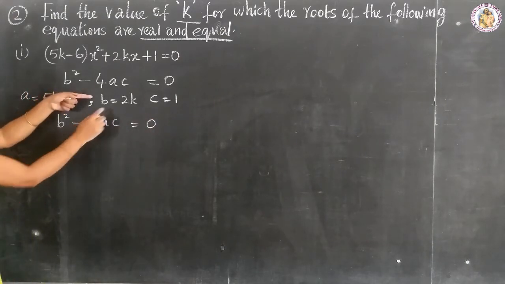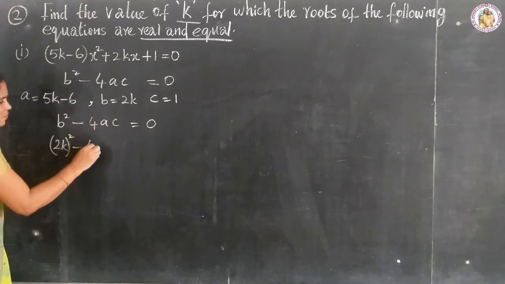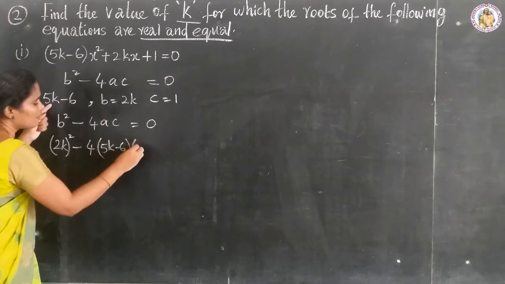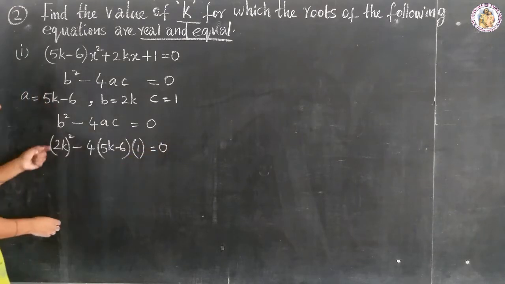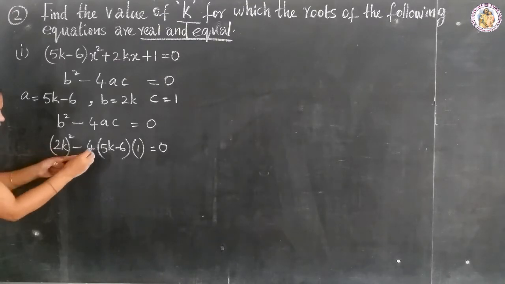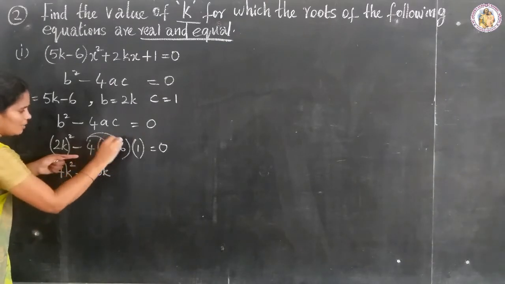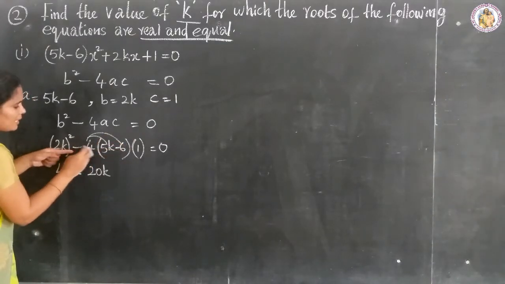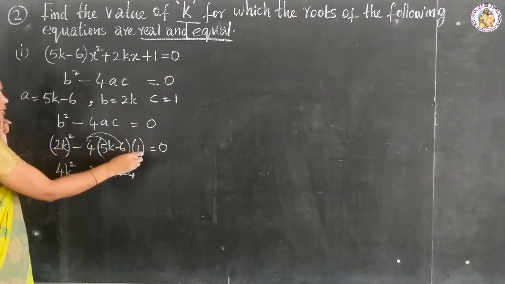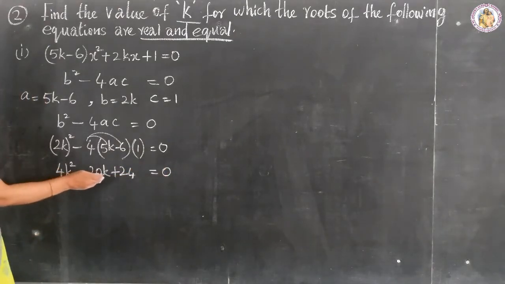Now b square minus 4ac is equal to 0. b square is nothing but 2k, so 2k whole square minus 4 times a, where a is 5k minus 6, and c is equal to 1, is equal to 0. Now 2 into 2 is 4k square, minus 5 fours are 20k, and minus into minus plus, 6 fours are 24. 24 into 1 is 24, equal to 0. Now you can see 4k square minus 20k plus 24.